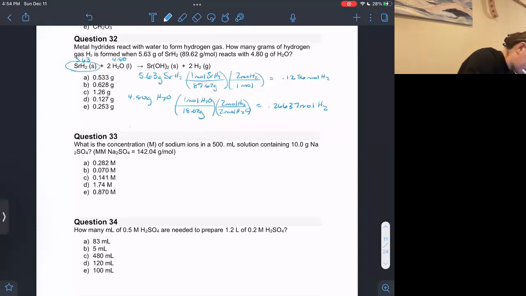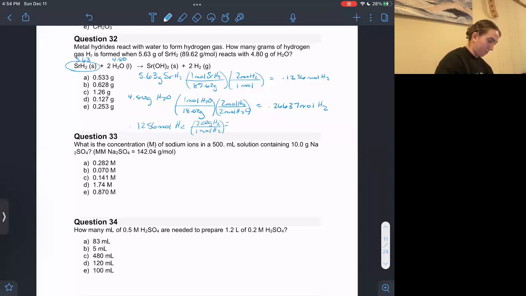So I'm going to take the 0.1256 moles of H2 and convert that to grams. I'll take 0.1256 times 2.02, and I get about 0.252 grams. That's pretty close to E. So if I'm looking at my answer choices, I like E the best, and I probably just did some rounding there.